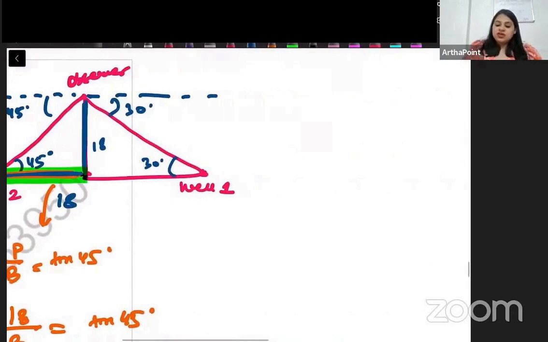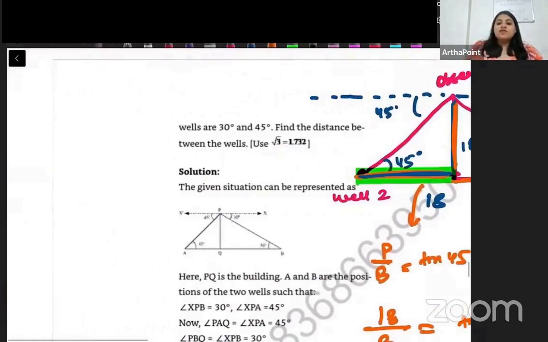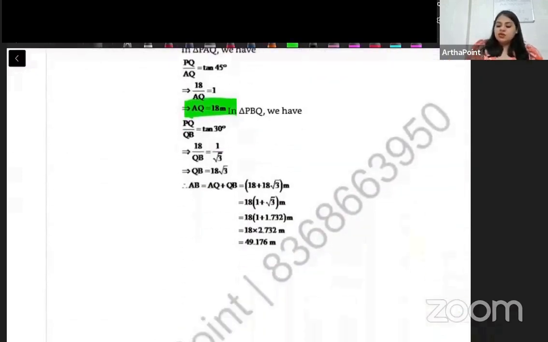Similarly, look here in this triangle. In this triangle, this is 30 degrees. So 18 divided by base is tan 30, so the base will be 18 divided by tan 30. Tan 30 is 1 by root 3, so the base of this will come down as 18 root 3.